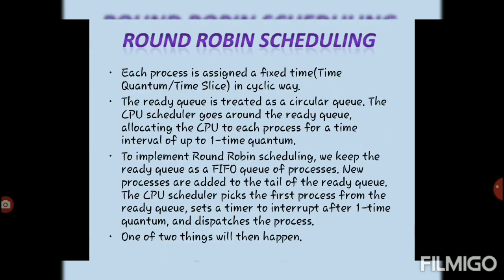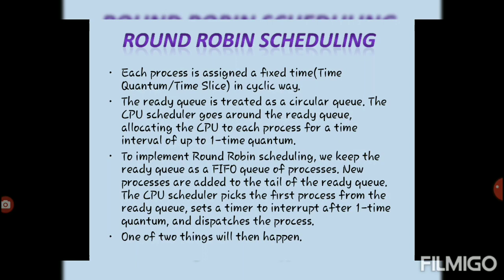Then round robin scheduling. In round robin, we'll keep a time quantum for every process. For example, if 4 processes are waiting, all the 4 processes will be given one time quantum. The time quantum may be 1 minute or 1 second or 2 seconds, maybe anything. But the time quantum is fixed for all the processes. If the time quantum is 1 second, process 1 will be given 1 second.